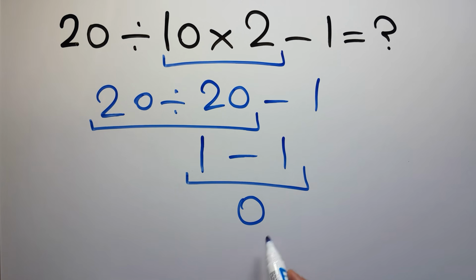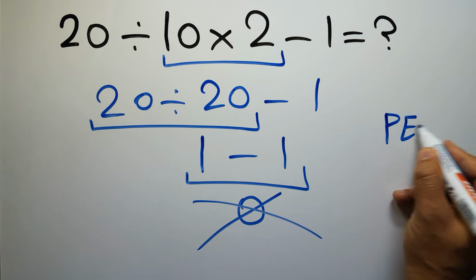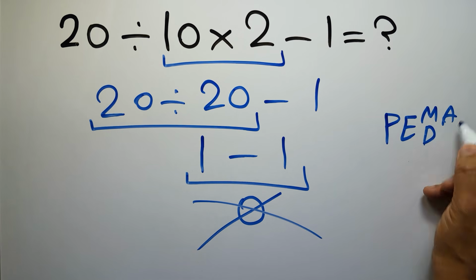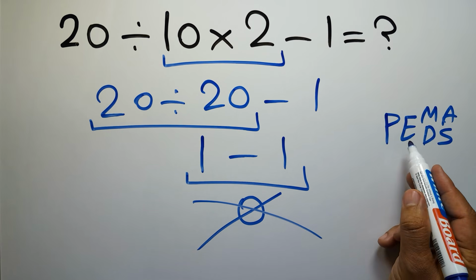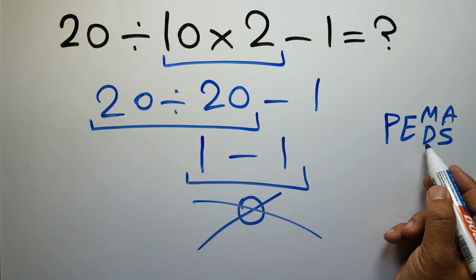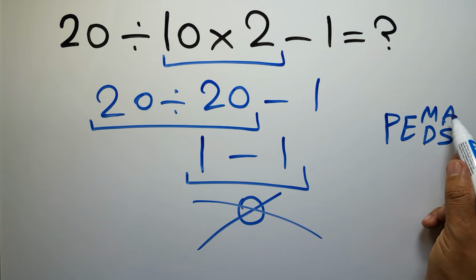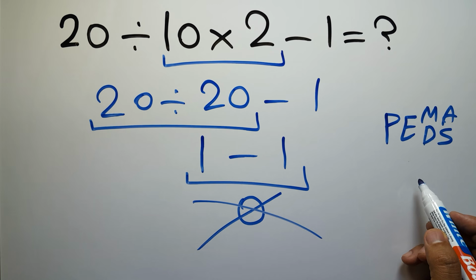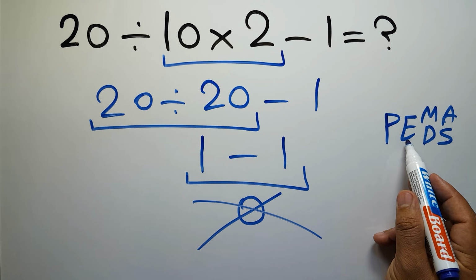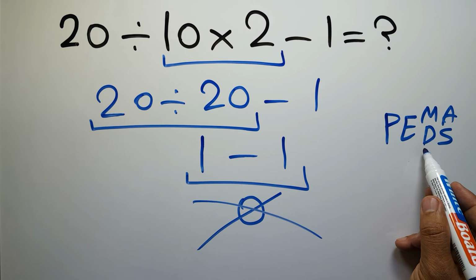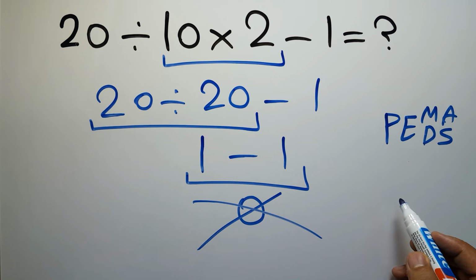But this answer is not correct, because according to the order of operations, which is PEMDAS, P stands for parentheses, E stands for exponent, M and D stand for multiplication and division, and A and S stand for addition and subtraction. First, we have to do parentheses, then exponent, then multiplication or division, and finally addition or subtraction.